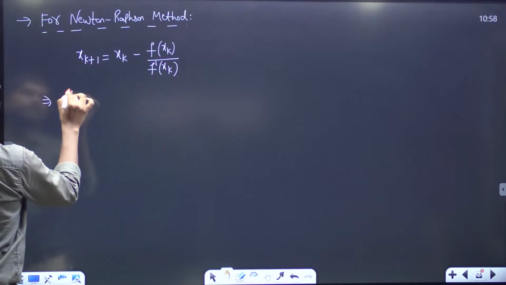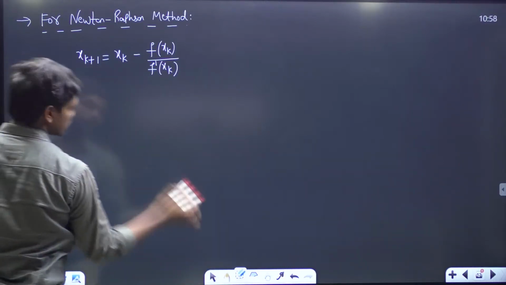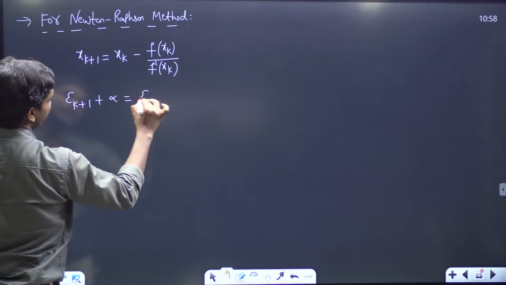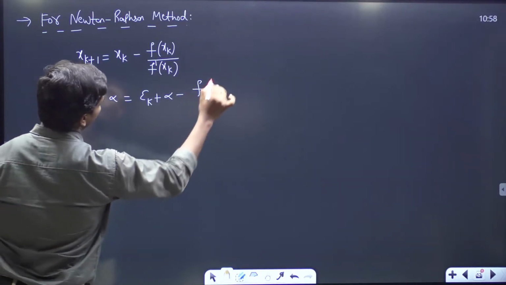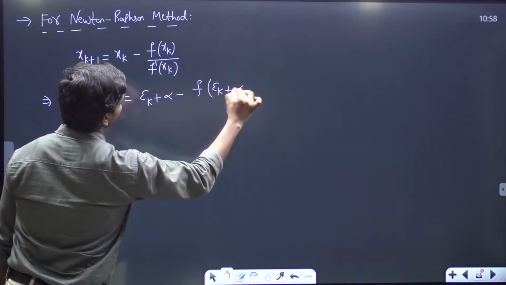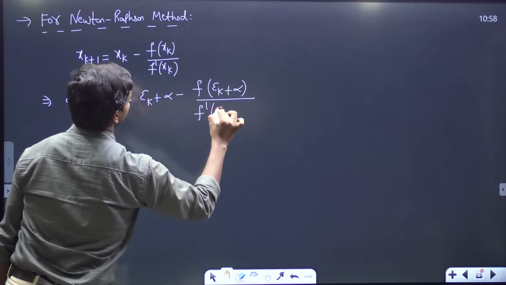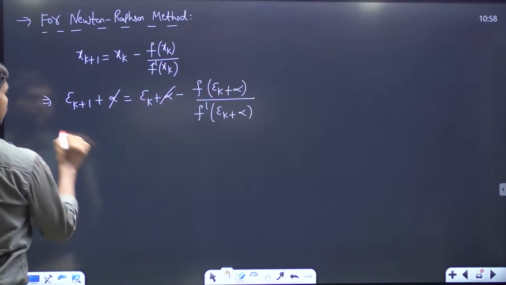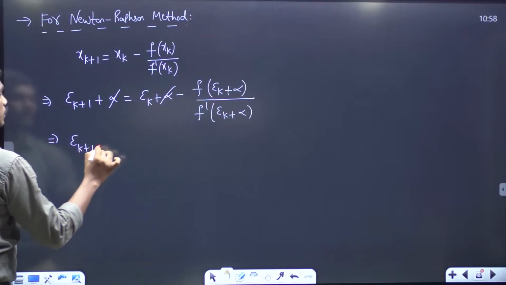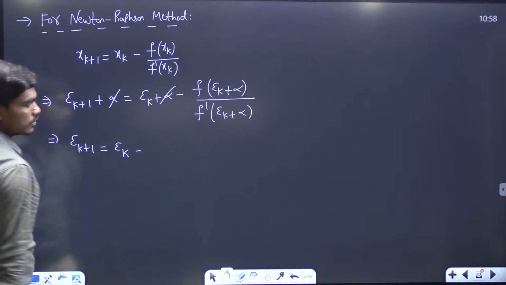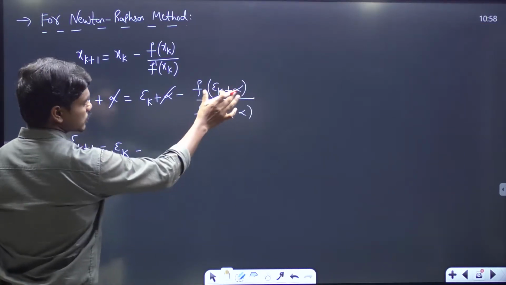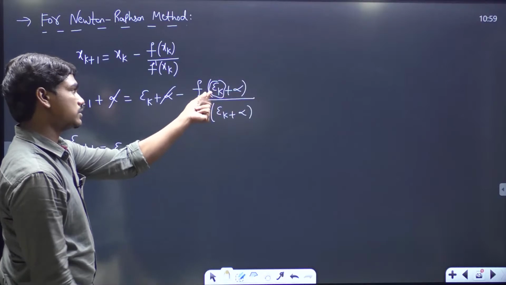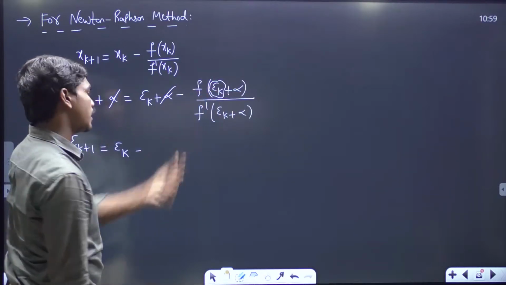Now, this x(k+1) can be written as e(k+1) plus alpha, and this x(k) can be written as e(k) plus alpha, and f of x(k) can be written as f of e(k) plus alpha, divided by f dash of e(k) plus alpha. Now you see this alpha gets cancelled. This implies e(k+1) is equal to e(k) minus, if you expand this function using Taylor series, f of x plus h, because this e(k) is small compared to alpha, because e(k) is the difference between the iterative value and the exact root.